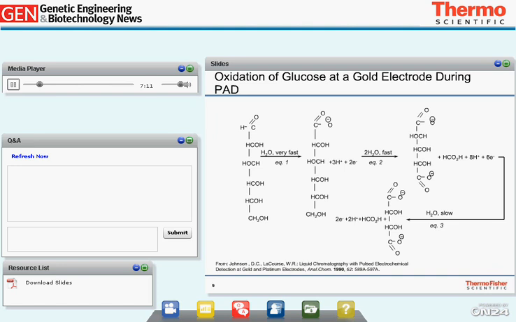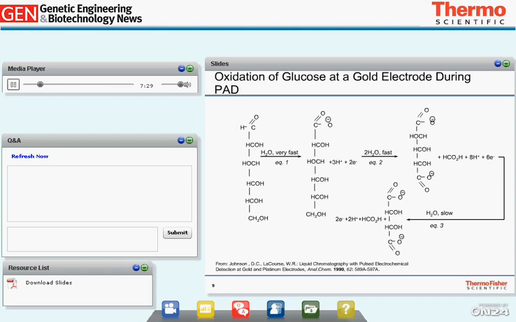The reaction generates hydrogen ions and is therefore driven by high pH. This makes PAD, pulsed amperometric detection, an ideal companion for HPAE, as the separations are done at high pH. They must be done at high pH.